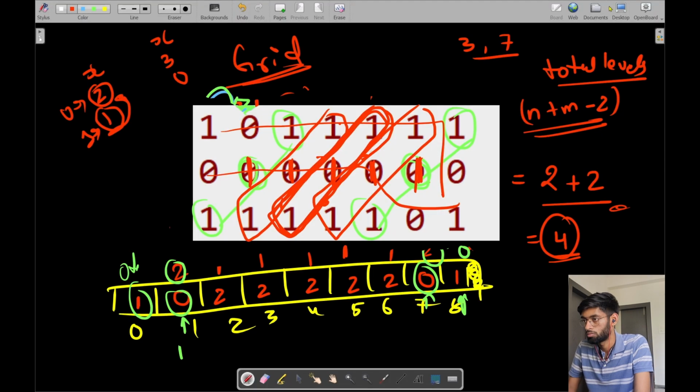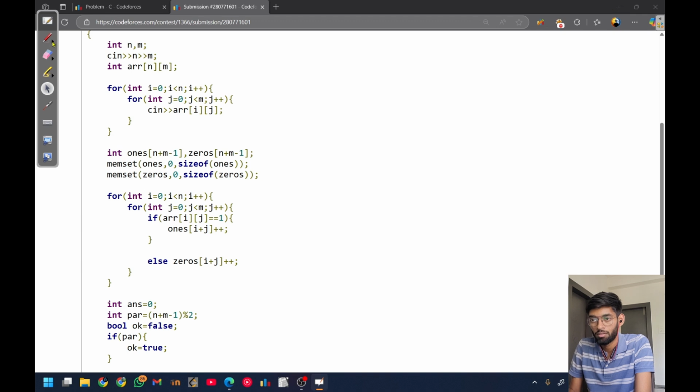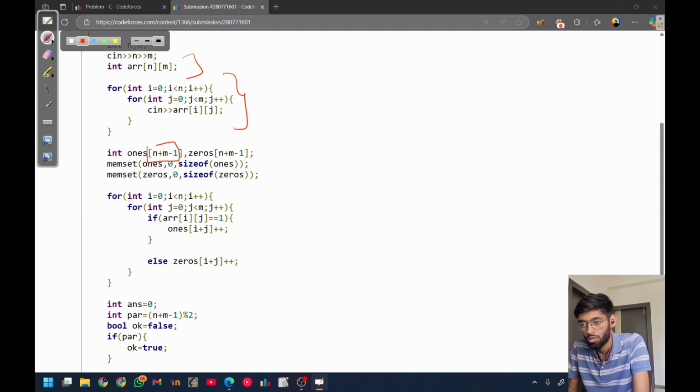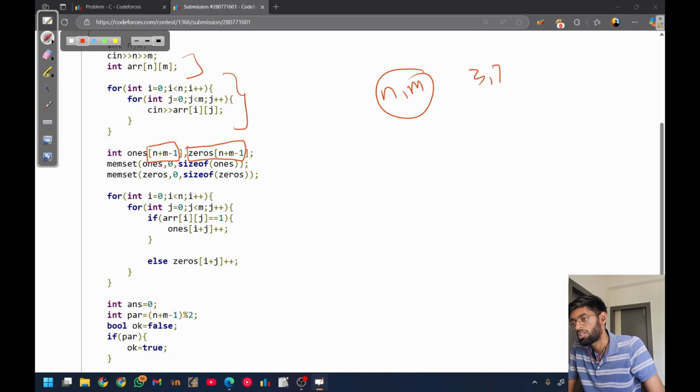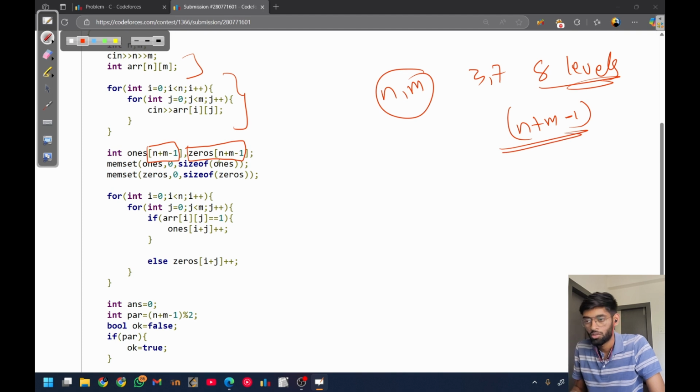So right now we are taking the input, as you can see here, taking the grid as an input, and as I told you, we have to check how many zeros and ones are there on each level. So as I told you, n comma m, so total is 3 comma 7, then 8 levels were there in total. So we have to take arrays of size n plus m minus 1. So here we have taken this much size of arrays and we will be just counting how many zeros are there on each level and how many ones are there on each level.